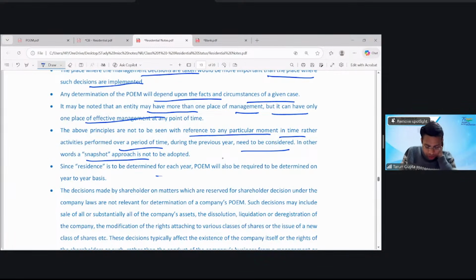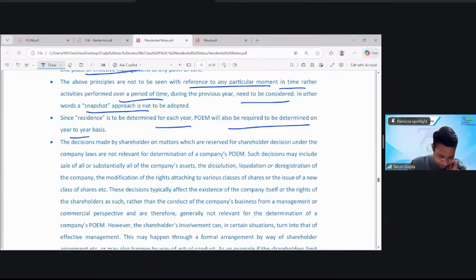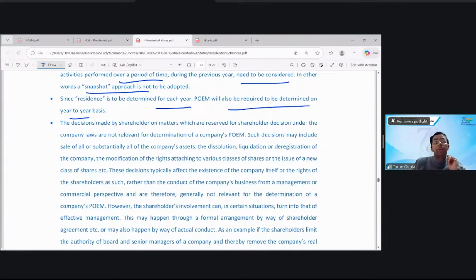Residence is determined for each year. POEM will also be required to be determined on a year-to-year basis. So I think you're getting the point. See, there are some reasons which are taken by the shareholder only. Those reasons are not relevant.